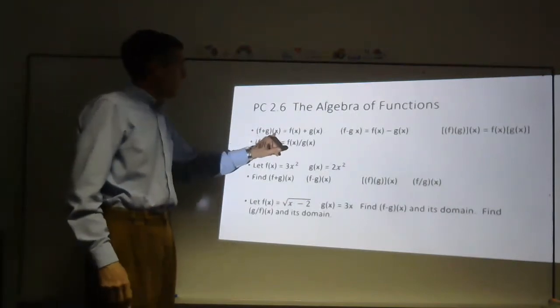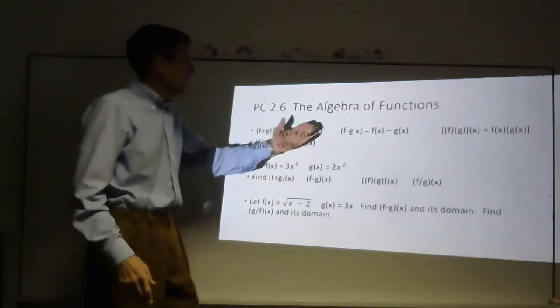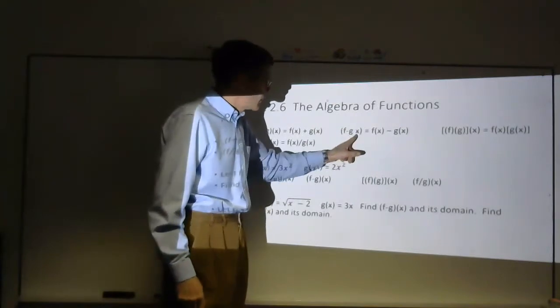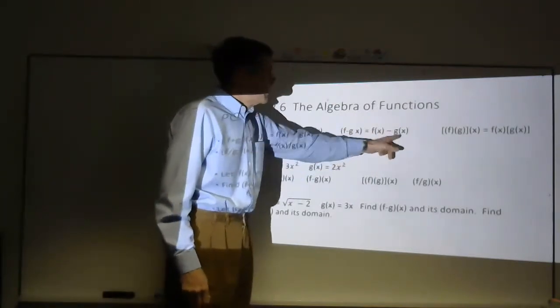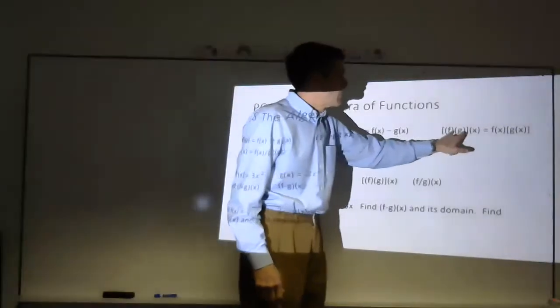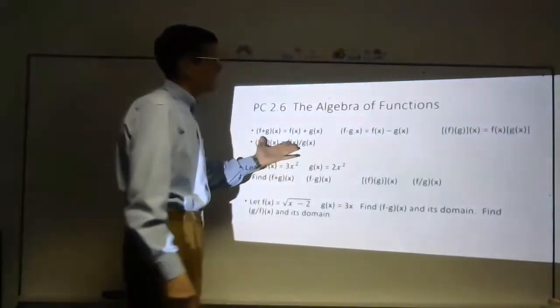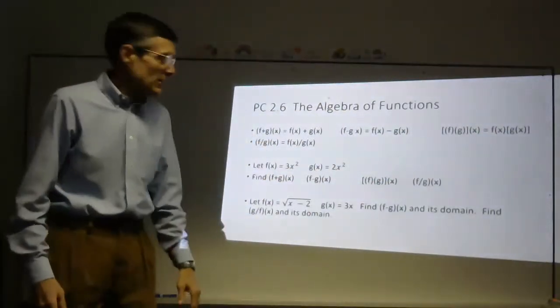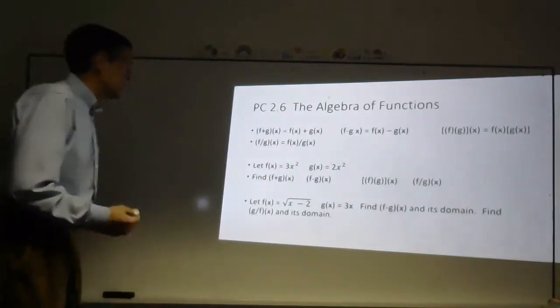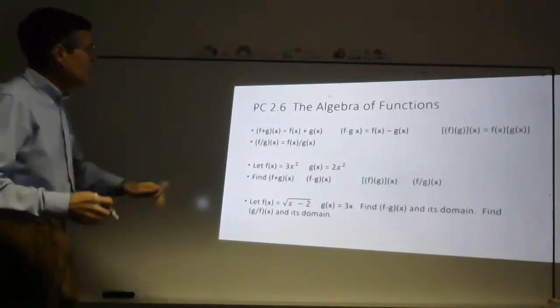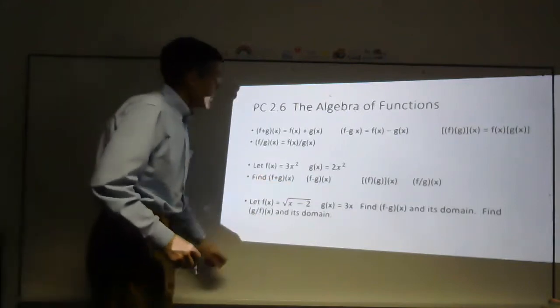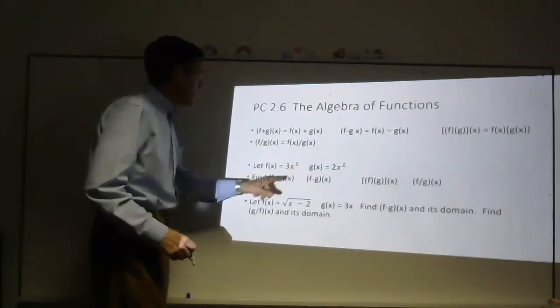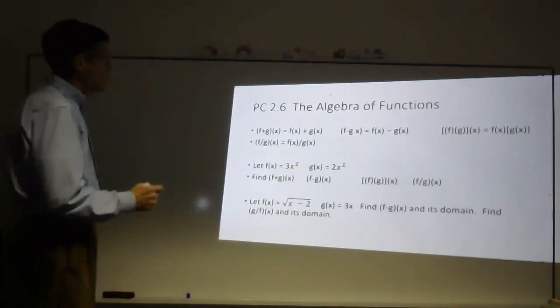You can add two functions by simply adding them together. You can subtract two functions, and I forgot the parenthesis in there, by simply subtracting them. You can multiply two functions by multiplying. You can divide them simply by dividing. This is not brain surgery, folks. It's actually pretty easy. f of x is 3x squared, g of x is 2x squared. Can you find (f plus g)(x)?